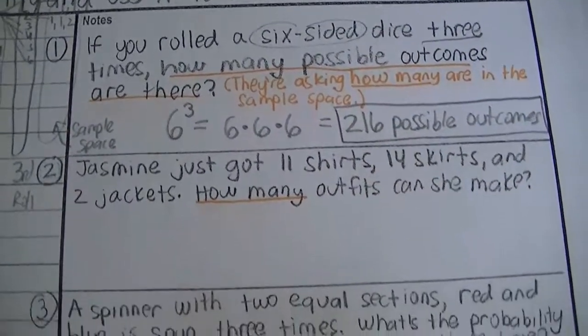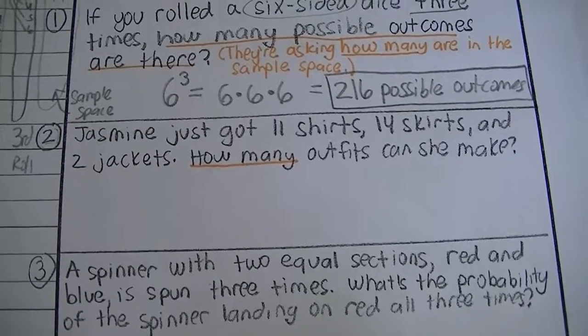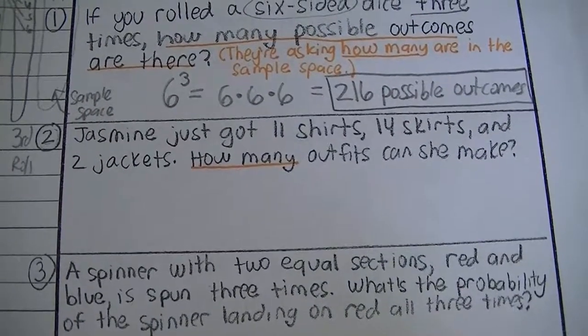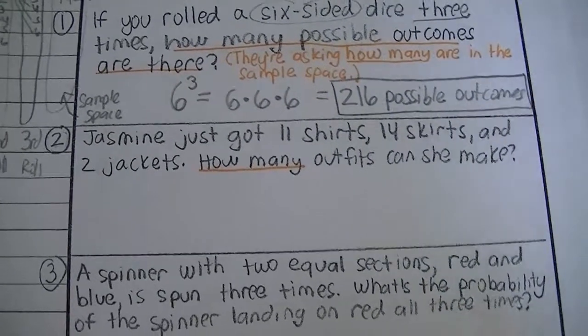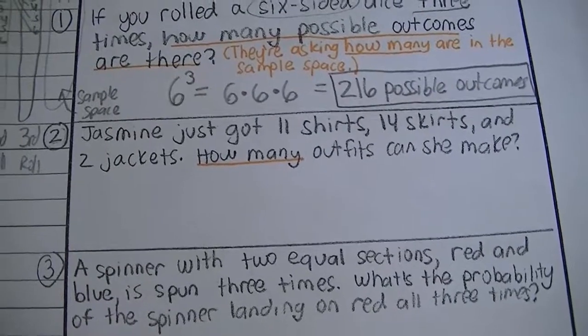All right, the next question. It says, Jasmine got 11 shirts, 14 skirts, and 2 jackets. How many outfits can she make? Now again, it's not asking what they are. It's just saying, how many can she make?